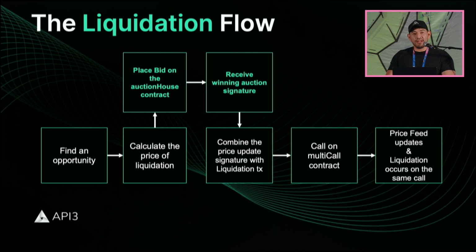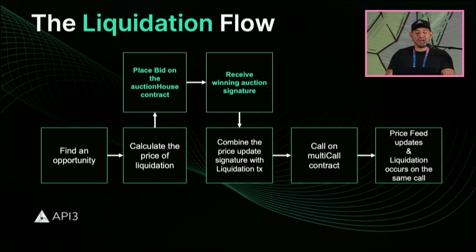Now we want to place a bid on the OEV network. In that 2012 example, I know that's the liquidation price. I want to bid to update that Oracle at 2012, and we bid that in the auction house on the OEV network. We listen, and then we find out we won, right? So we're told, okay, you're allowed to update that price, and we get this signature.